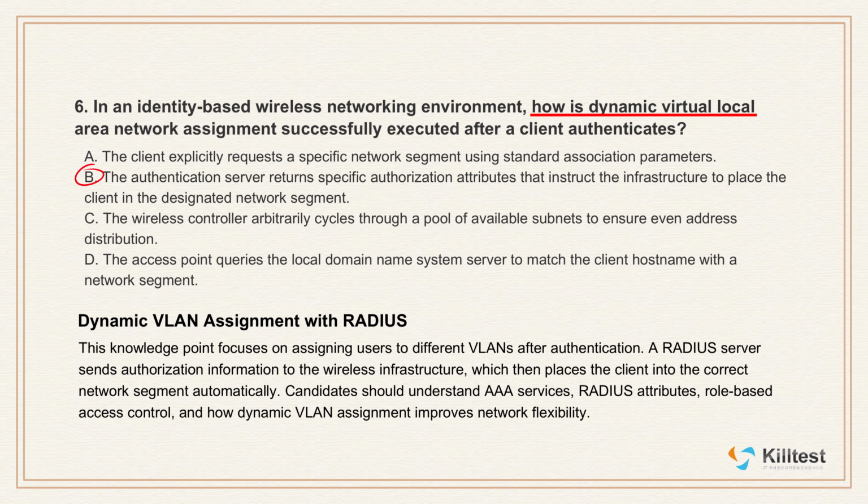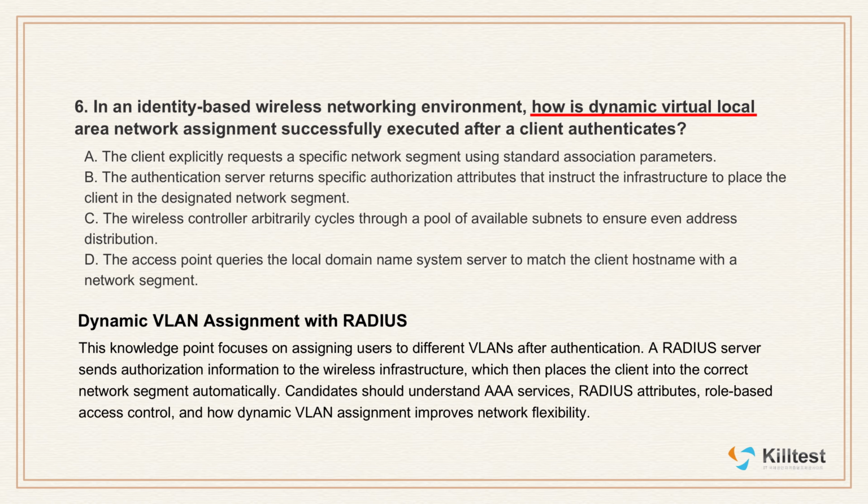So option A is wrong because I can't just walk up and ask the bouncer for the all-access wristband. Right. The client device does not get to explicitly request or choose its network segment. And option C, arbitrarily cycling through subnets. That would mean the CEO and a guest could randomly end up on the same subnet just for the sake of load balancing. That's a massive security vulnerability. Wow, yeah. And option D, using the local DNS server. DNS just matches host names to IP addresses. It's not used for authentication or authorization policies.